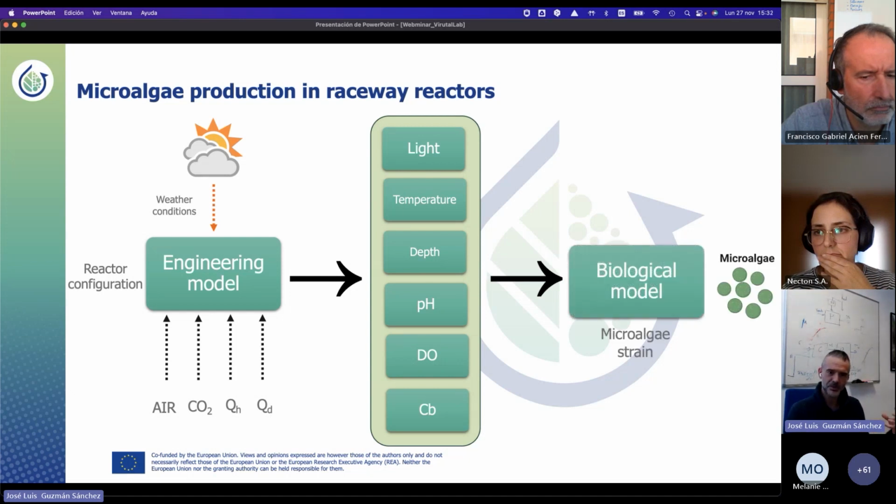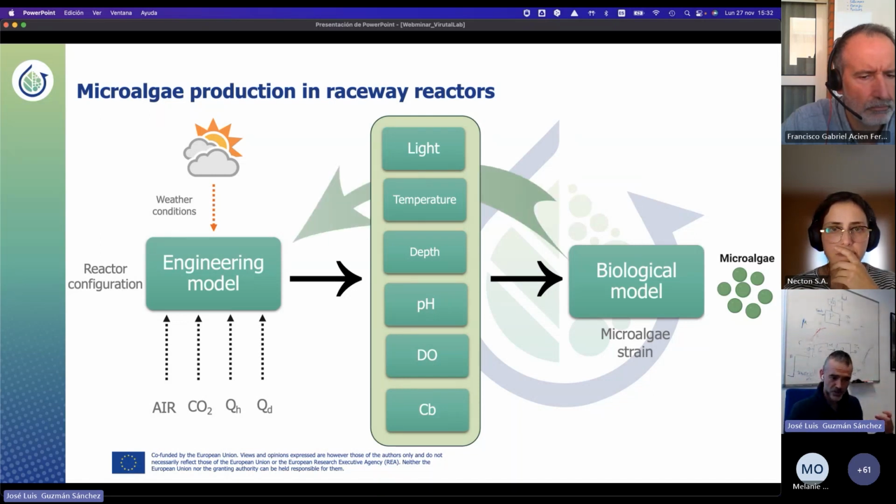And we can see how the effect of these variables is connected with the biological model, which is the other part mentioned previously by Gabriel. But that, of course, depends on the microalgae strain. Depending on the microalgae strain, the impact of these variables will be different. But it's not only that. The biomass concentration, because of this biological growth, also affects the engineering model. So everything is connected. And this is something that we should learn before starting the development of a tool like the one I am going to present in a while.